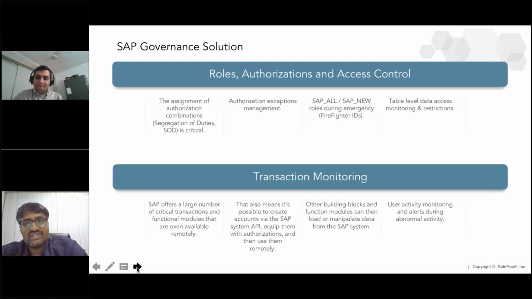The next area is transaction monitoring. In some cases I observed that the fraud or the breach was identified almost a year later, or sometimes after 2-3 years, or sometimes 3-4 months later.